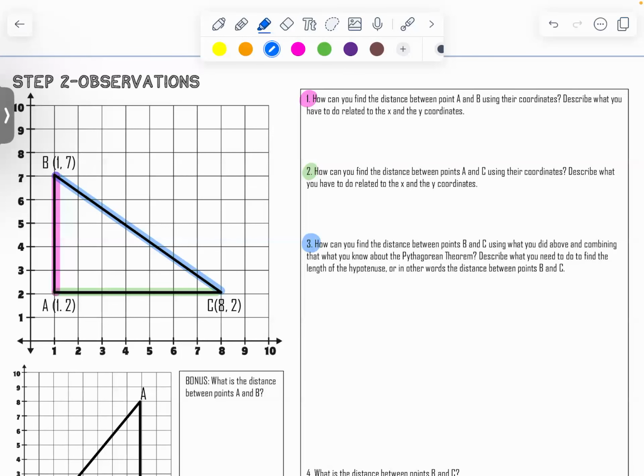All right, what is this pink distance right here? It's 5. Label it on your triangle too, please. Okay. What is this green distance right here? Okay. It's 7. So if I want to figure out the hypotenuse, what can we use?